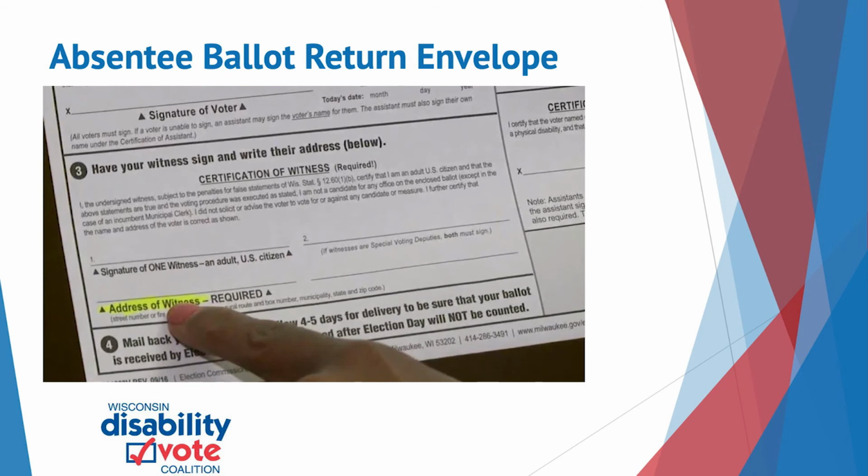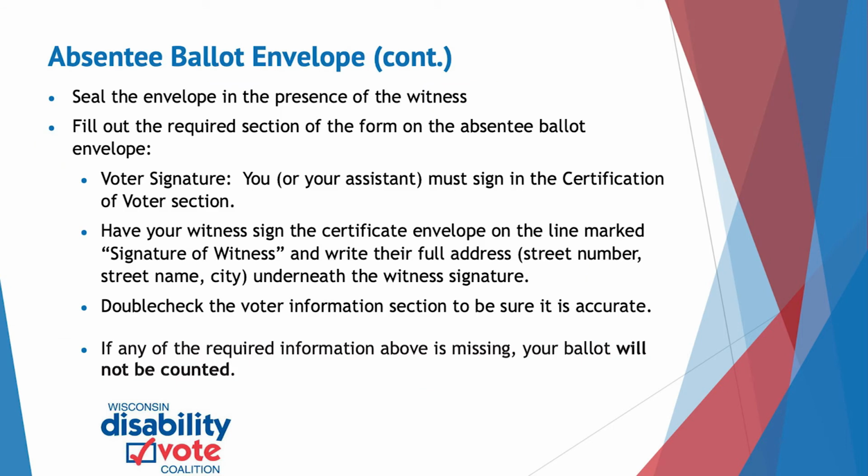Put your ballot in the return envelope. This is the absentee ballot return envelope with directions for your witness to complete. You should seal the envelope in the presence of your witness. Fill out the required section of the form on the absentee ballot envelope. These include the following: voter signature.